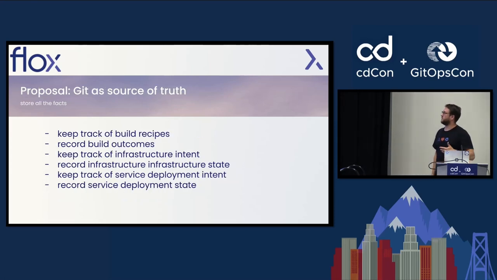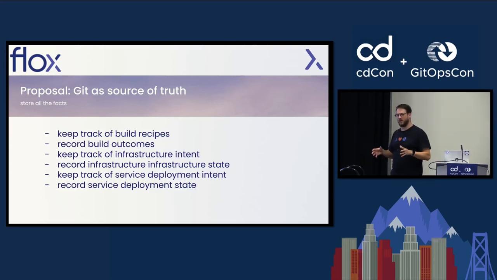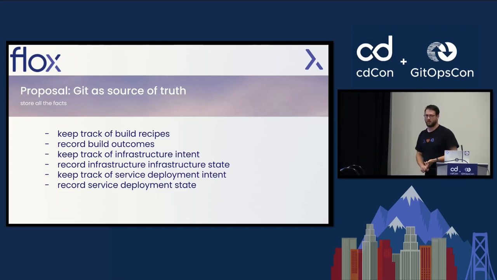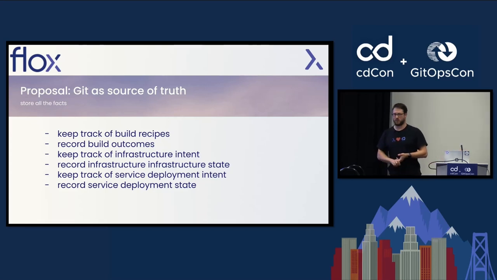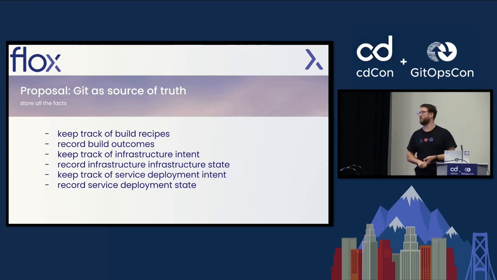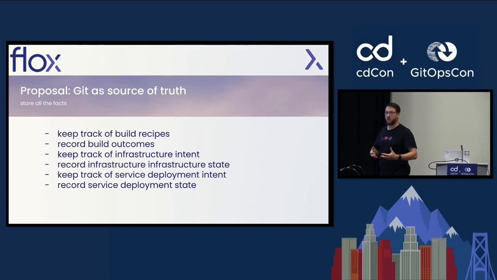All right. Let's go back to the original thought. Git is this great thing that allows us to track stuff. So let's track stuff. We keep track of build recipes, which should be a good thing, and generally this is already done. Let's also record these build outcomes, and keep track of what our infrastructure is. Here we're talking about your Terraform and your Helm charts. These specify the intent of what I want my infrastructure to look like right now.